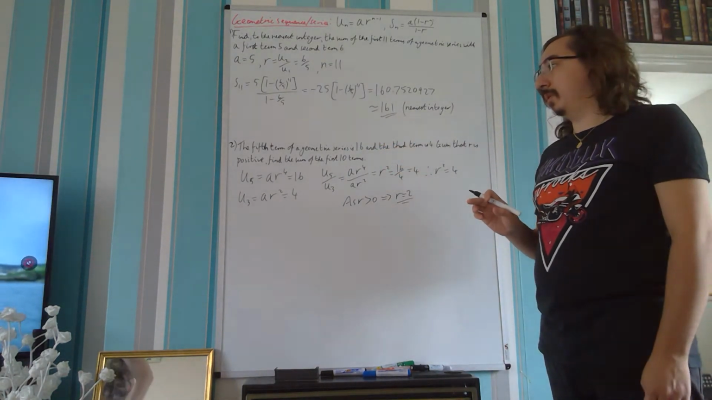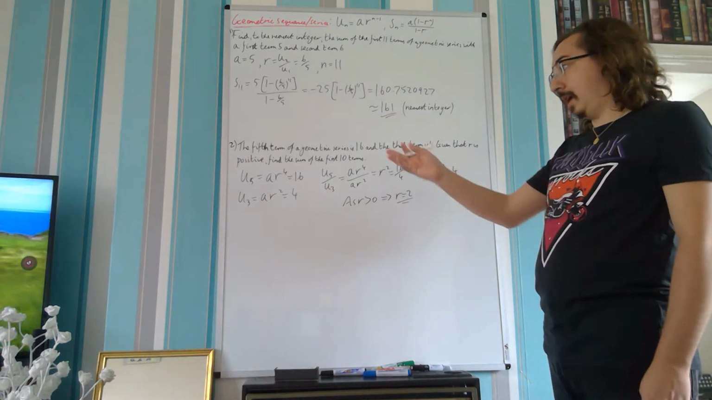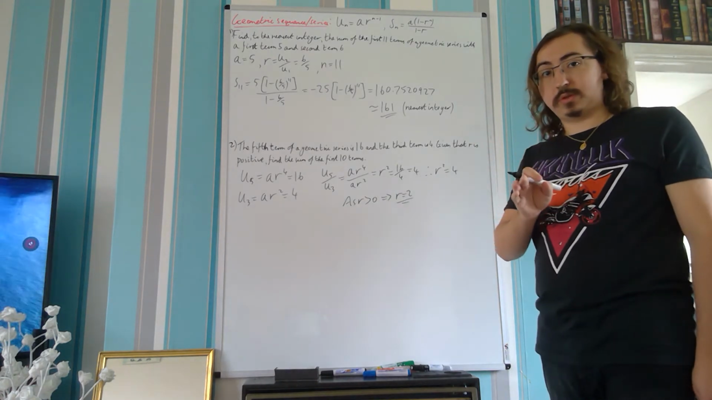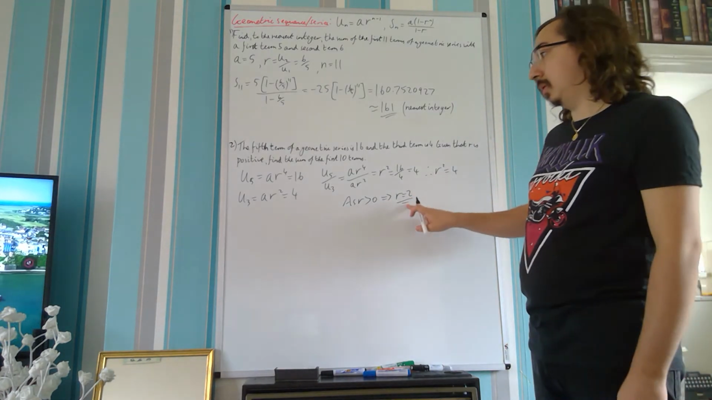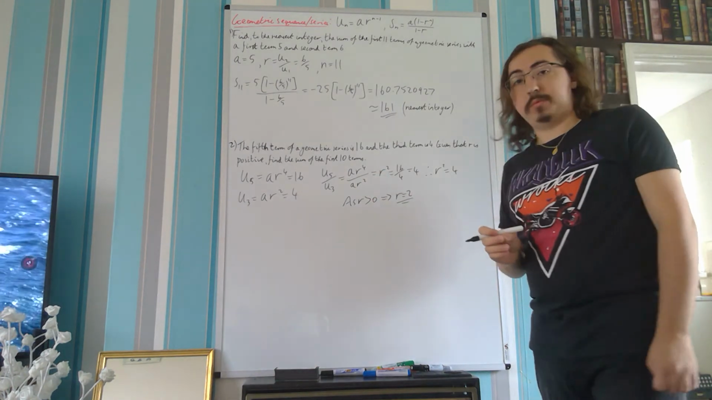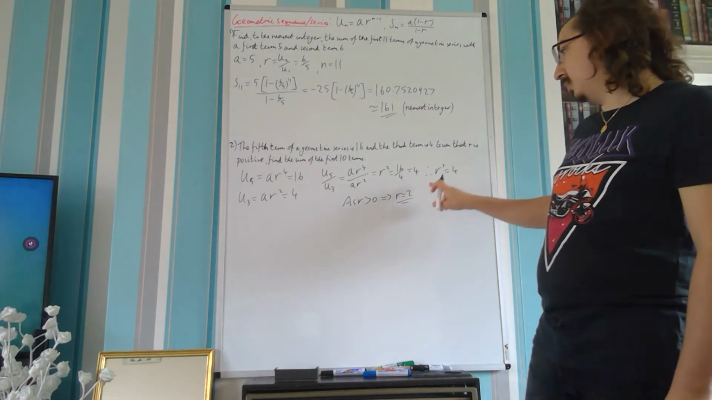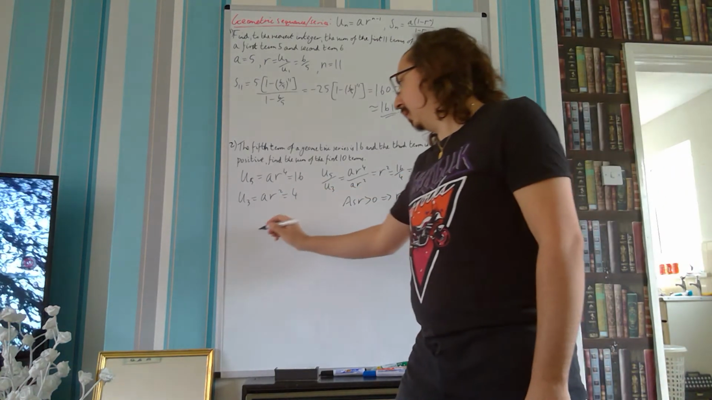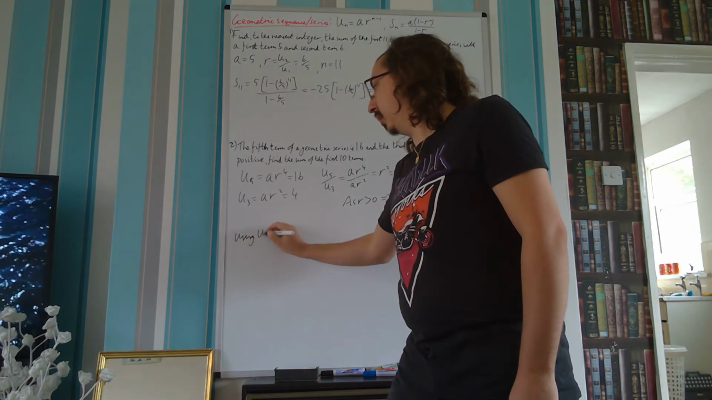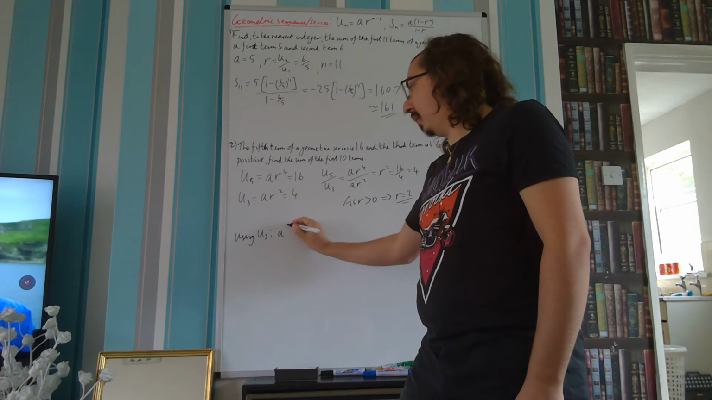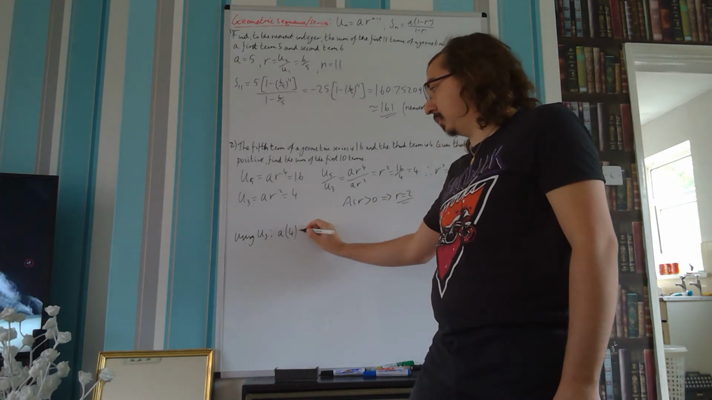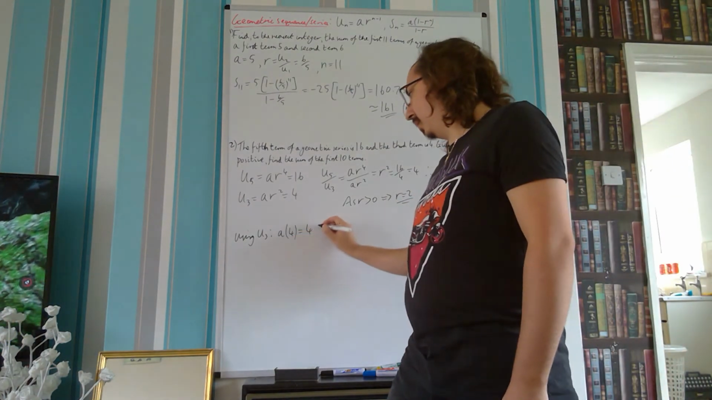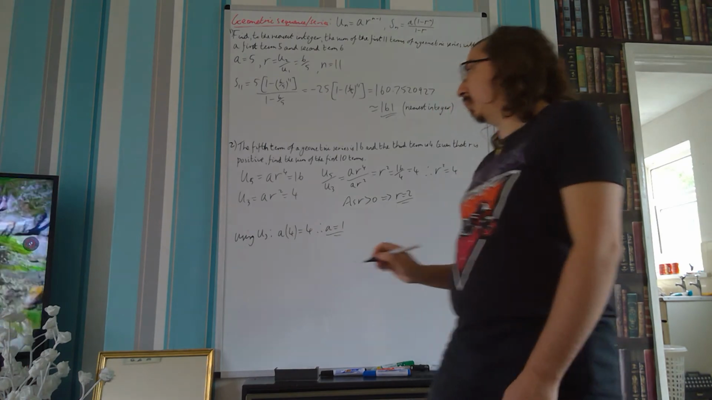Now, we want to find the sum of the first 10 terms. So we know our n is 10, we've got our r value, but we still need to get a value for a, what the first term of the sequence is. To do this, we just need to use our formulas. Now, because we know r squared is equal to 4, we can substitute it into the third term. So using u3, we've got a times r squared, which is equal to 4, is equal to 4. So if 4a is equal to 4, a must be equal to 1.